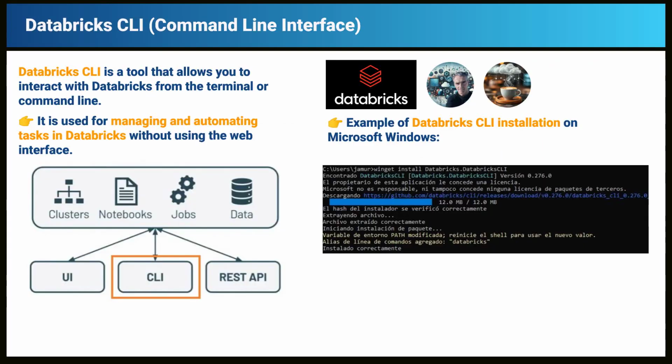Databricks CLI. It is a tool that allows you to interact with Databricks from the terminal or command line. It is used to manage and automate tasks in Databricks without using the web interface. Look at the image on the right, which shows how to install Databricks CLI in a Windows environment in the simplest way. It's as simple as running the winget install command with a reference to the Databricks CLI package. Once installed, the path variable is updated, so you can use Databricks CLI from any location on your machine.